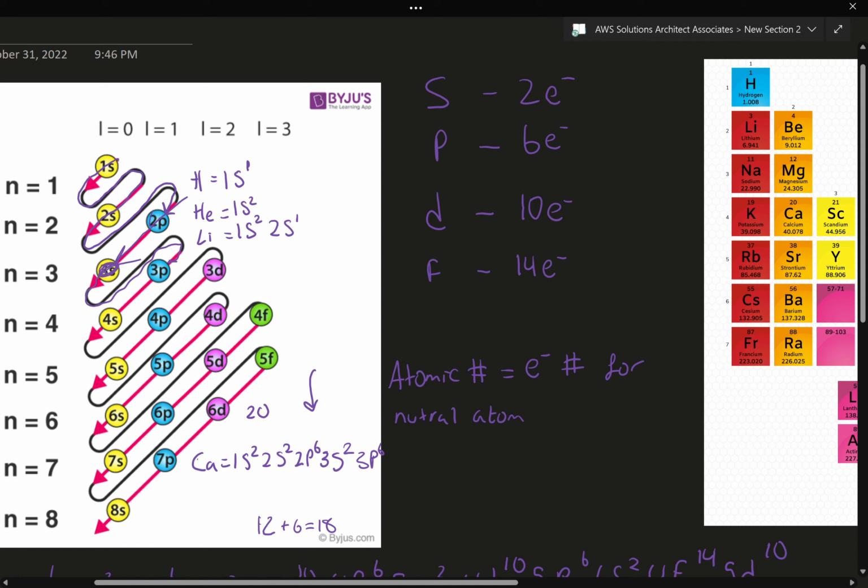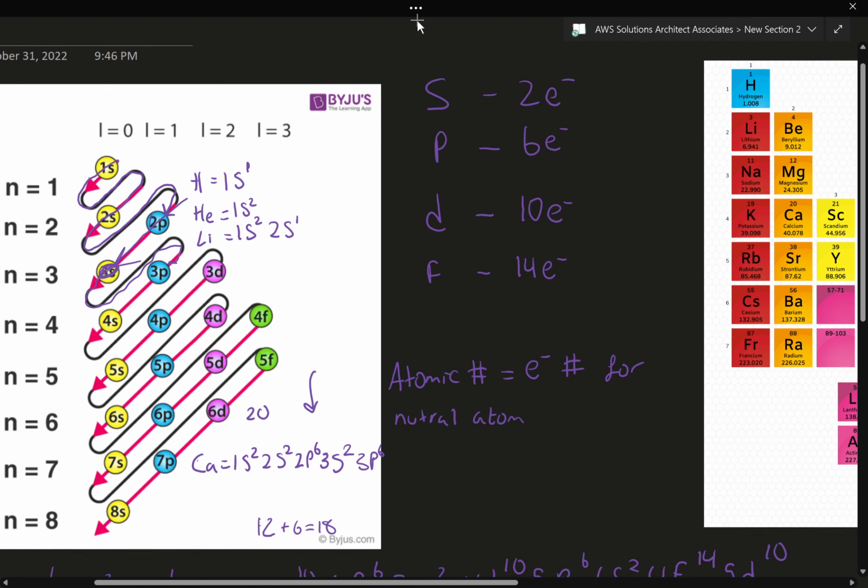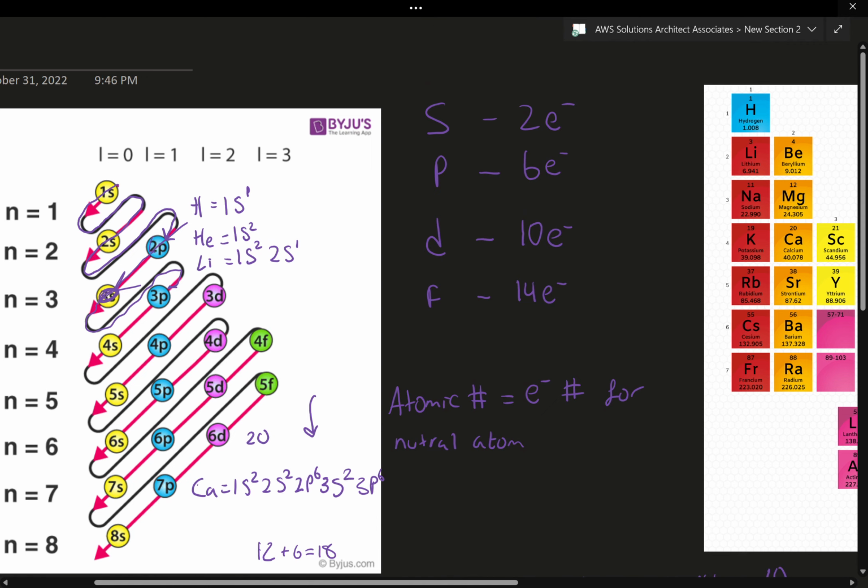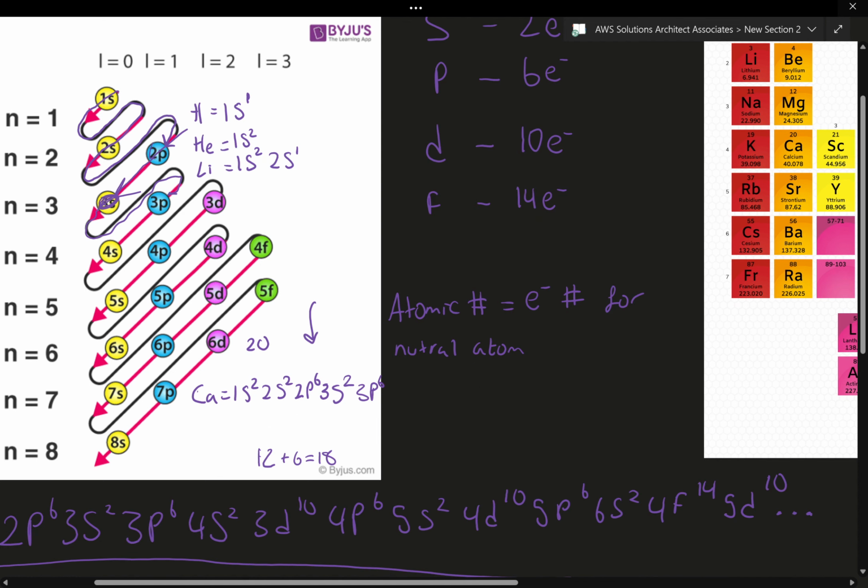Let me move all of this to... Oh no, I can't do that now. So currently we have 18 electrons, right? Oops. Alright. So currently we have 18 electrons.